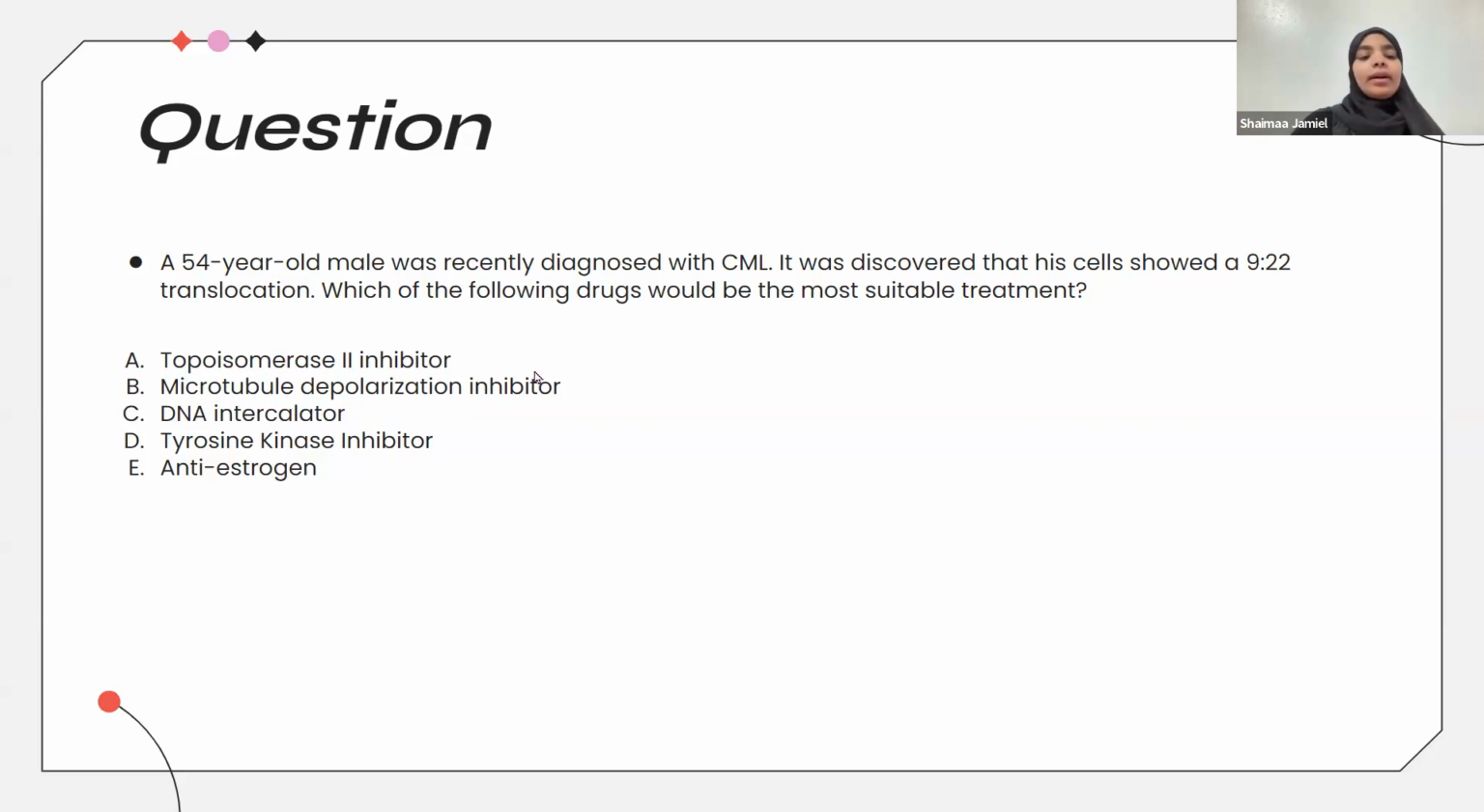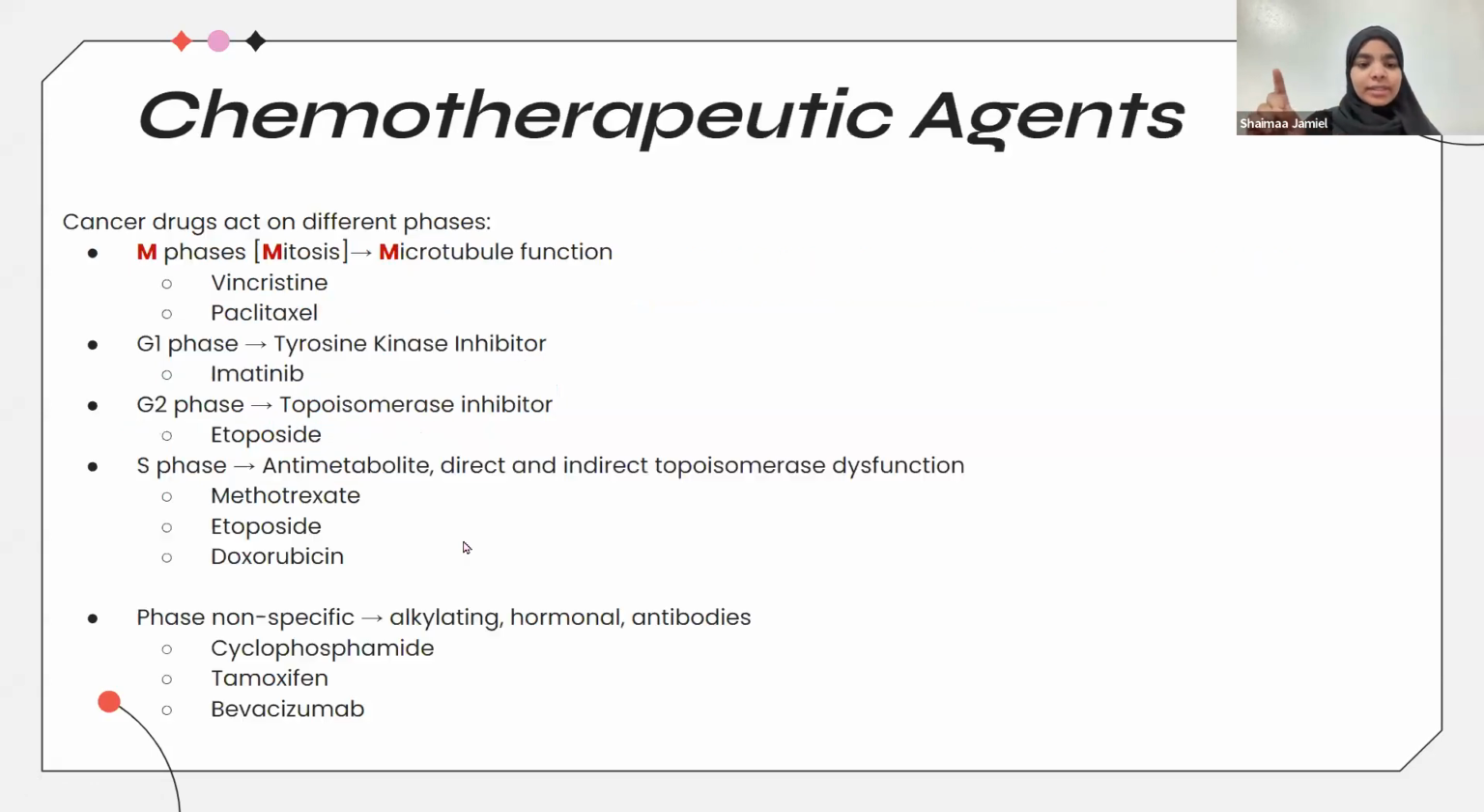And which one inhibits the polymerization? Vincristine. Okay. Which one intercalates DNA, which will ultimately also affect the topoisomerase because it won't be able to do its job? Doxorubicin. And anti-estrogen? Tamoxifen. Okay, perfect. I'm going to move on to the next slide.